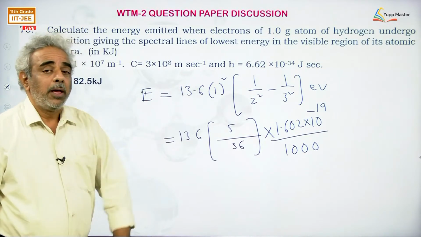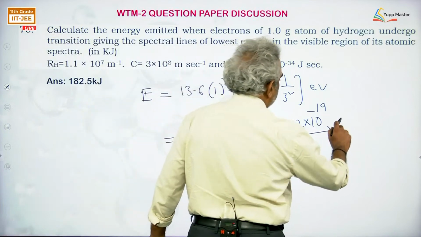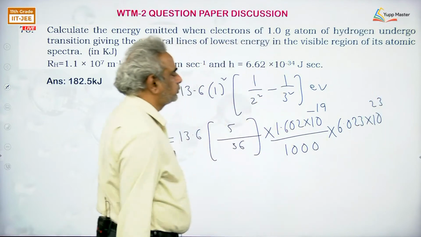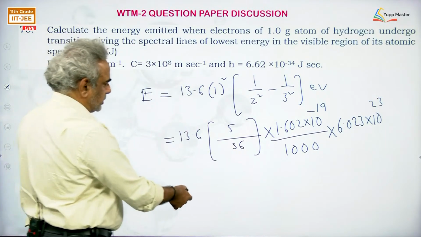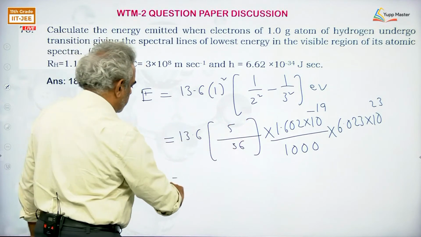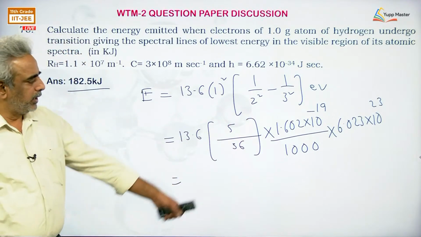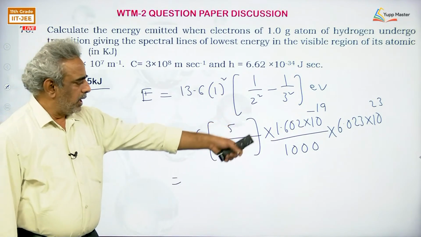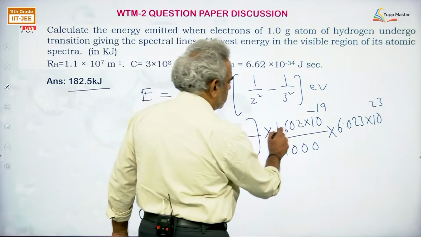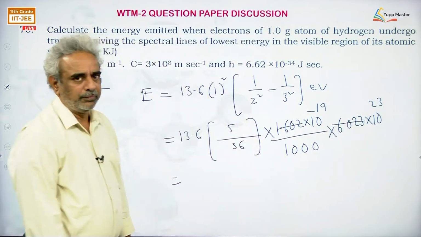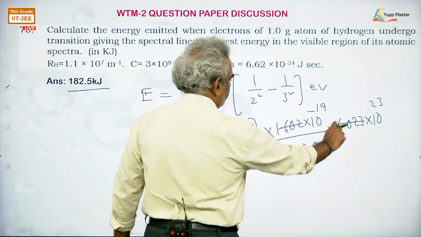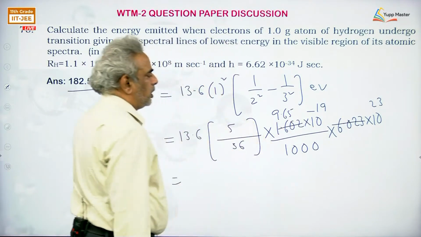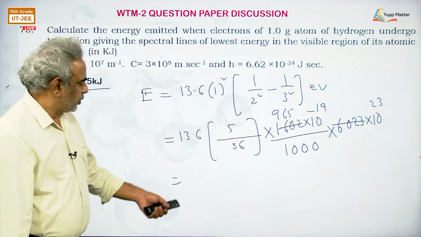I want it per Avogadro number of atoms, into 6.023 into 10 power 23. Then I would get my answer. This you can work out. There are 1000, 10 power minus 19, 10 power 23. And I can advise you something, many times you get this. This into this will give 96.5, so this into this will give 9.65, and the rest you can work out. So you are going to get this answer.